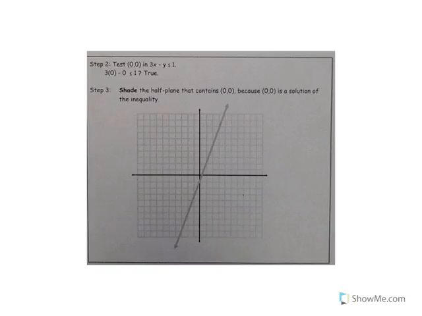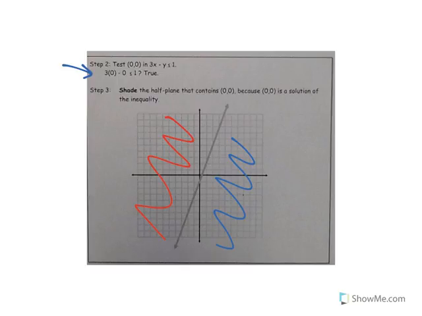So what you're going to do is you're going to see, is this part a solution or is this part a solution? So I'm going to test this by plugging in 0, 0. When I do that, that's what it says here, 3 times 0 minus 0, is that less than or equal to 1? Well, is that a true statement? Well, 0 minus 0 is less than or equal to 1. So yeah, that is a true statement.